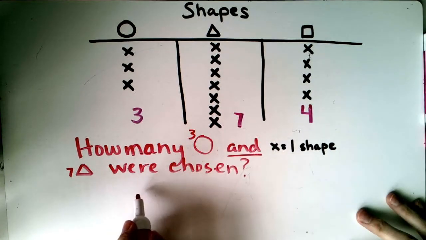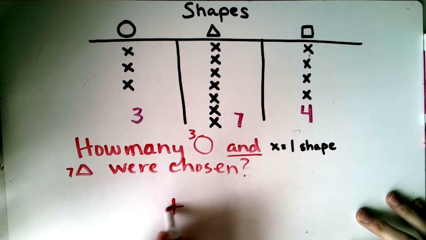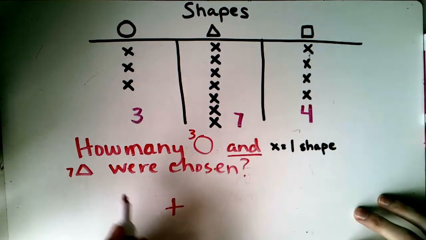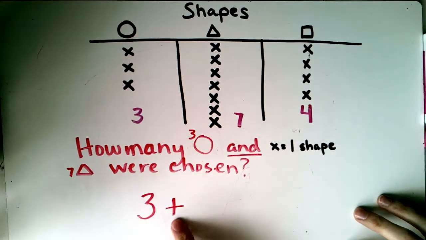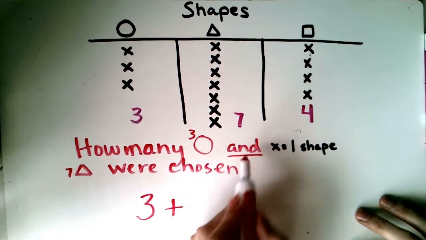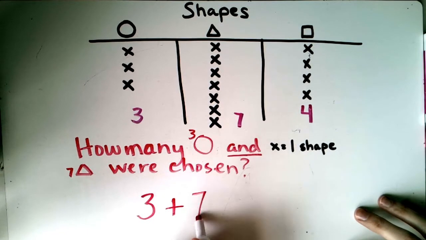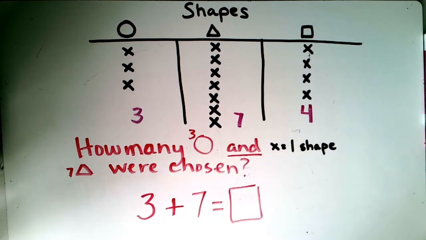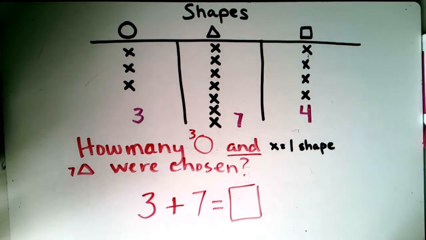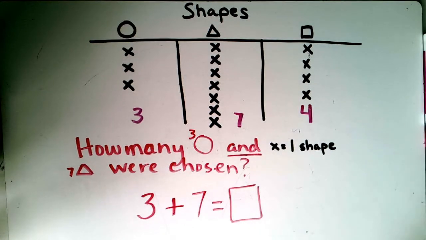Yes, we are going to add them together, right? So, let's start with our circles. We have three plus our triangles, because we had that fancy word "and," seven equals something. Can you figure out how many circles and triangles were chosen and write your answer in your answer box?